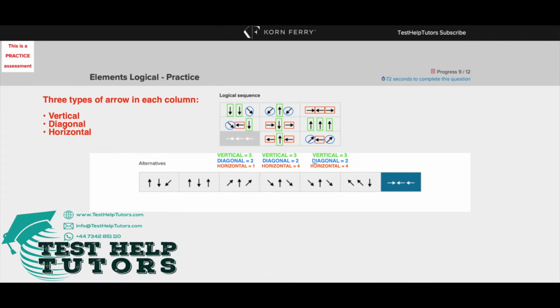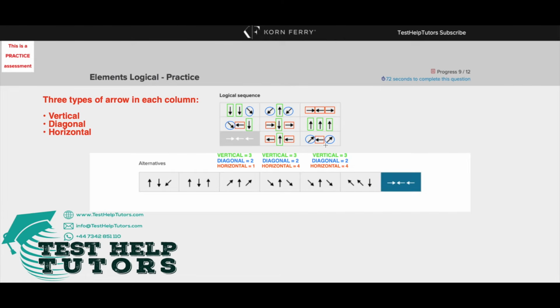When looking at the number of diagonal arrows, we can see that we've got 1 diagonal here and another diagonal arrow here, so we've got a total of 2 diagonal arrows. Similarly, we've got 2 diagonal arrows in this column here, and we've also got 2 diagonal arrows in this first column here.